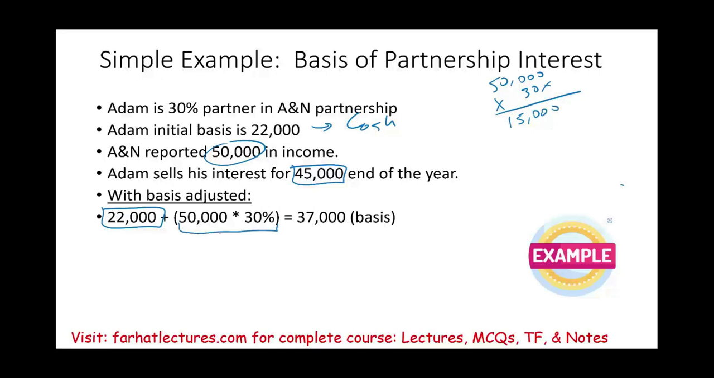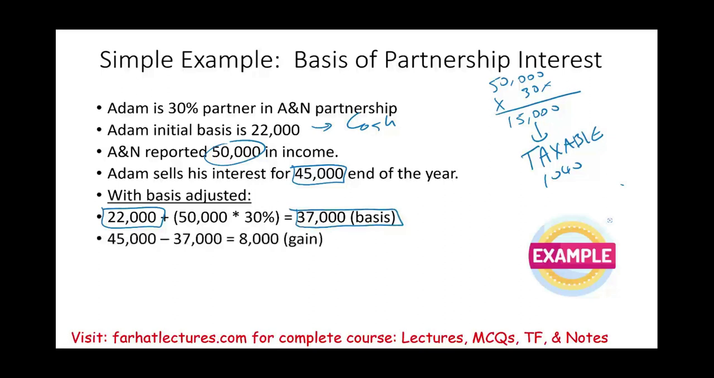Therefore, Adam adds $15,000 to his basis. Why can he add this 15,000? What's the reason behind it? Because this 15,000 is taxable. This 15,000 flows through Adam's 1040, and Adam paid taxes on this. And once you pay taxes on it, it should increase your basis, because you don't want to pay taxes on it again. Therefore, by the time Adam sells his interest, his basis is 37. He sold it for 45. We deduct the basis, and Adam will incur a gain of 8,000, which he will have to pay taxes on.